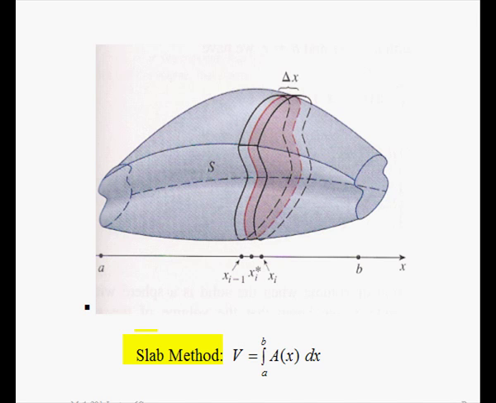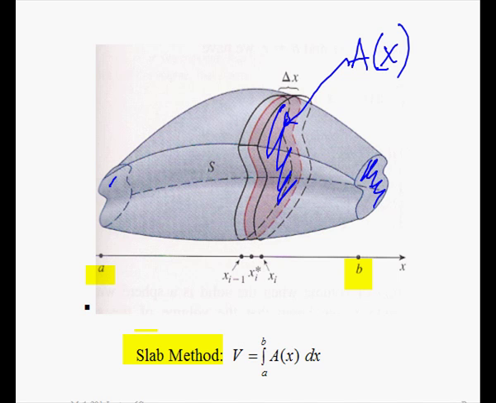In the slab method, you take the object as though it were a loaf of bread, put it on the x-axis between x equal a and x equal b, and then you slice it up. And each slice has a cross-sectional area. You can see the area of that slice at the face of that slice right there. This area varies with x. When x equals b, it's going to have one area. When x is over here in the middle, it's going to have a much larger area. Here x goes back to a small area on this object. The volume is the definite integral from a to b of this area, A of x dx. That's the slab method.